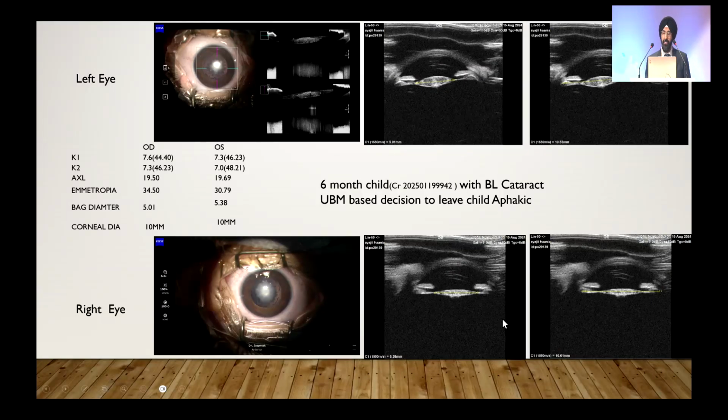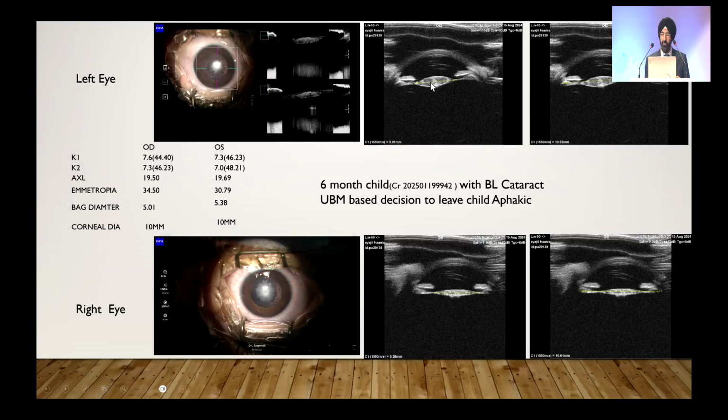So this is another child, a 6-month-old child with bilateral cataract. Again, it was a UBM-based decision to leave the child aphakic, even though all these parameters were normal. You can see the corneal diameter is 10, fairly good. And the axial length is 19.5 and 19.6, a fairly long eye. So here, had you not done this UBM, probably you would have gone and implanted the IOL because you have good corneal diameter and good biometry, and the child is 6 months.